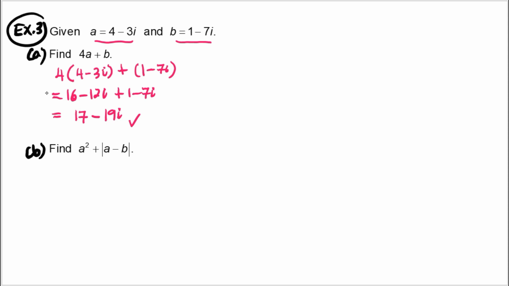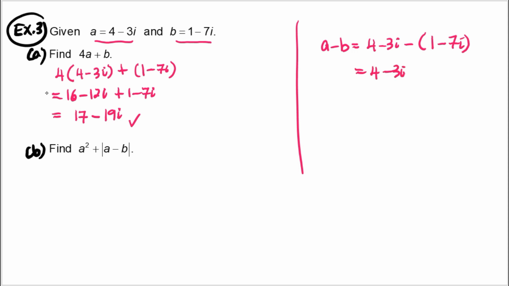Now you want to find a squared plus a minus b, but we don't have a minus b. Now we can find the value for a minus b. Suppose we have a minus b, which is given by 4 minus 3i minus the part where 1 minus 7i. We simplify this one, we'll get minus 1 plus 7i. Therefore we have 4 minus 1, which is 3, minus 3i plus 7i, we get plus 4i. Now we have a minus b. Now what is meant by a square?